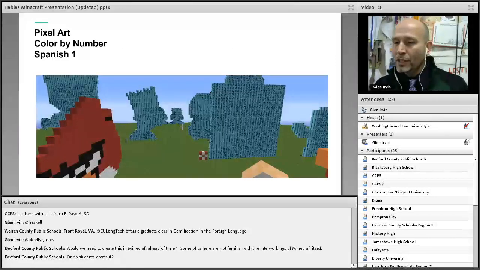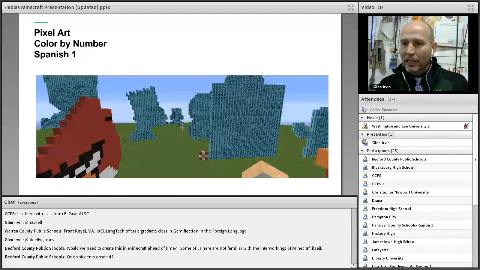This one, this pixel art color by number, was totally created by students. I gave them the ideas. We did it on actual grid paper, on papel. And then they created them inside of Minecraft. They did all the stuff. All I did is press the server button, and I'll tell you about that in just a bit. It's basic, super easy.